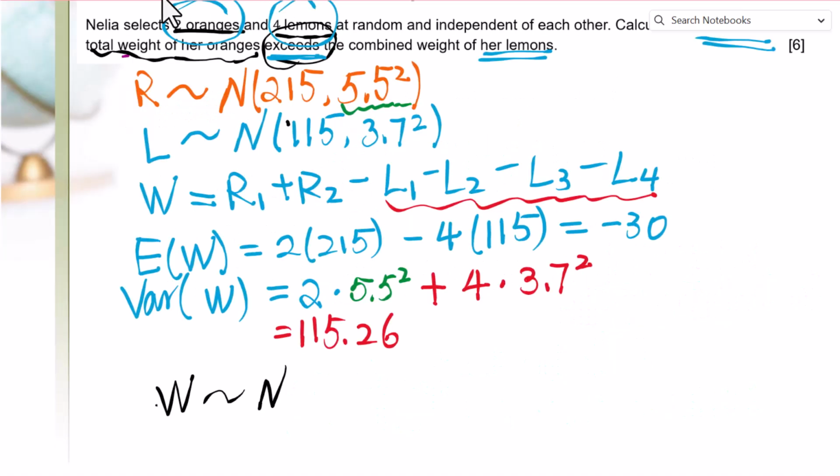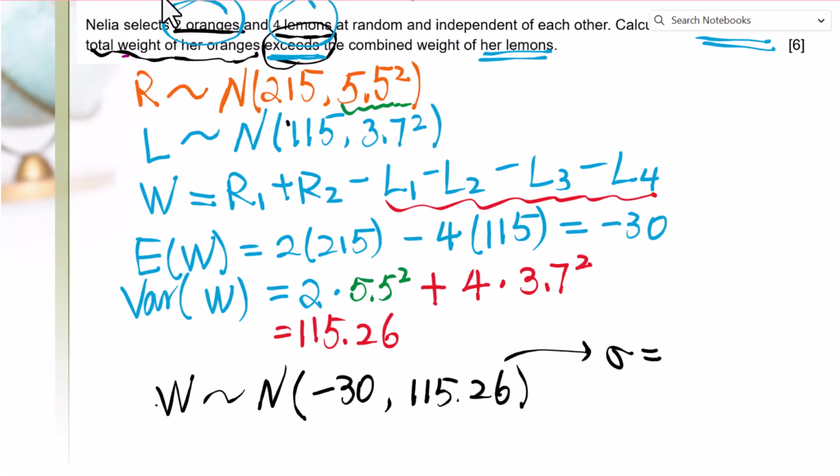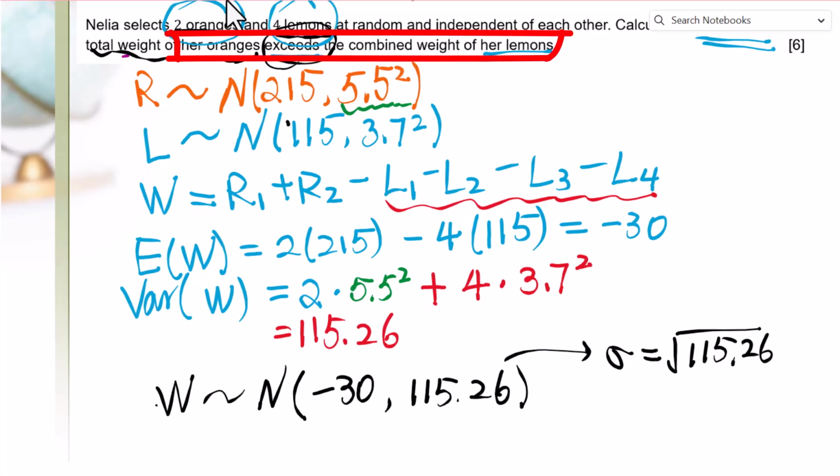115.26. W follows normal distribution with the mean -30. Variance 115.26. In other words, sigma, standard deviation equals square root 115.26.